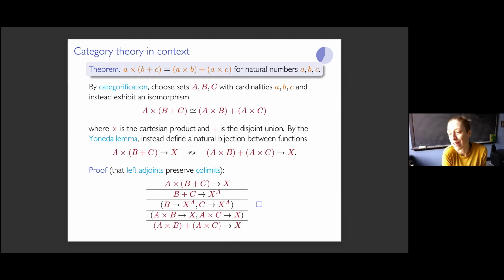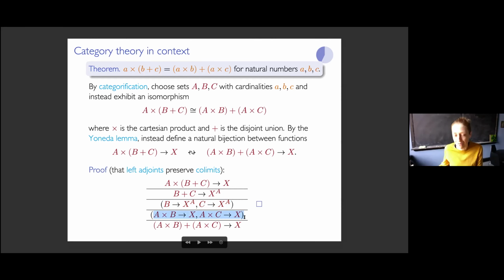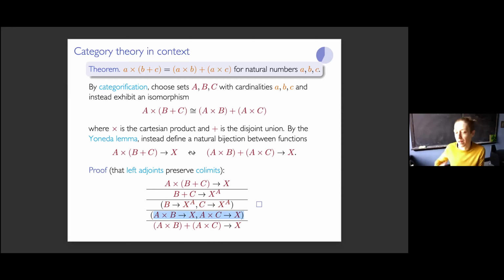But then by case analysis, that data is equivalently the data of two functions, one from B to the set of functions from A to X, and one from C to the set of functions from A to X. And now I can uncurry both of those functions. Now I have a pair of functions, one from A times B to X and one from A times C to X. And then I can pair those together and get a single function out of the disjoint union of A times B plus A times C to X.